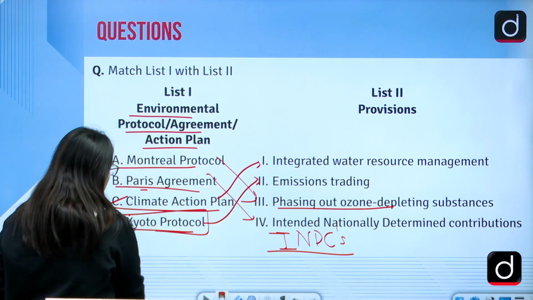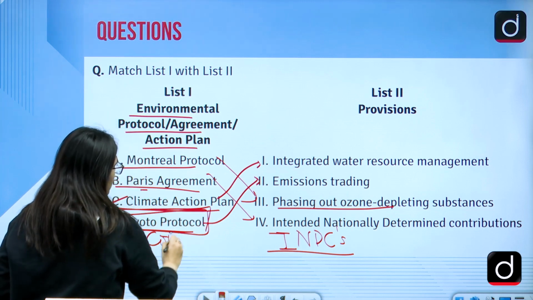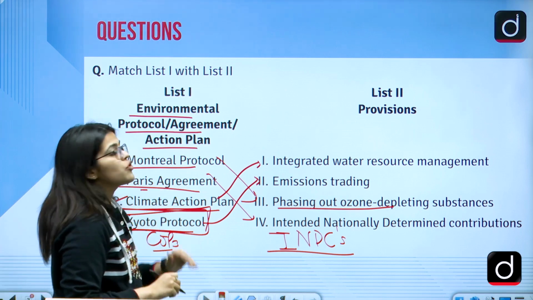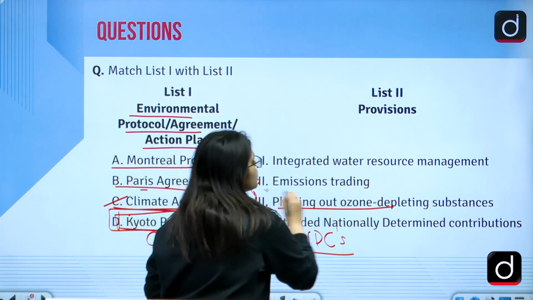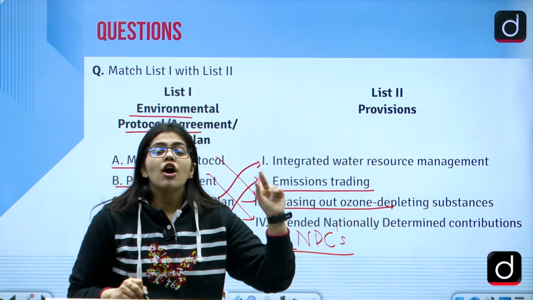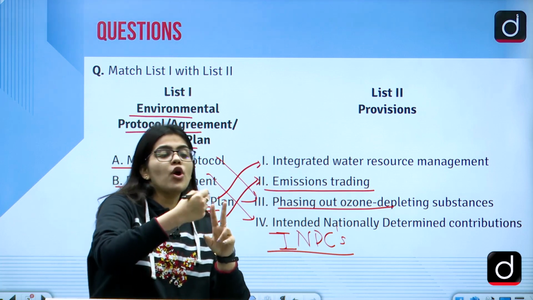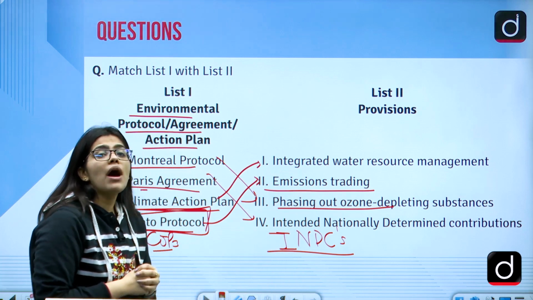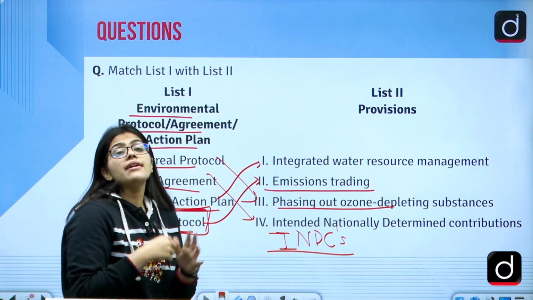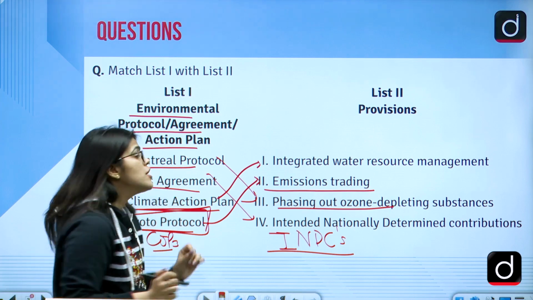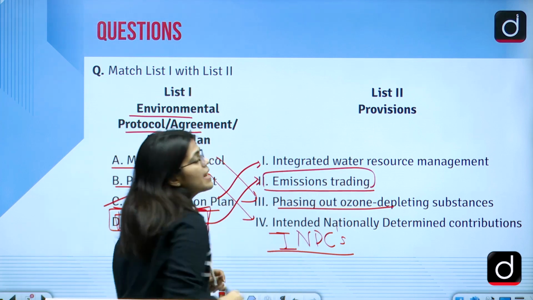Then we have a very important thing, and this is basically the COP3. This is Kyoto Protocol. Kyoto Protocol is talking about emission trading. You should know that there are 2 time periods of Kyoto Protocol, and Kyoto Protocol was also revised. We will also see that, but they are talking about the greenhouse gases and how the emission of these greenhouse gases can lead to a lot of problems. So this is emission trading.